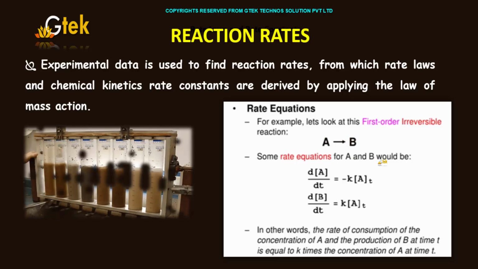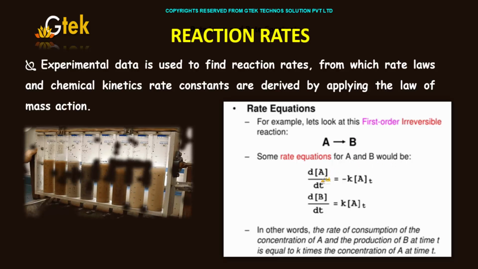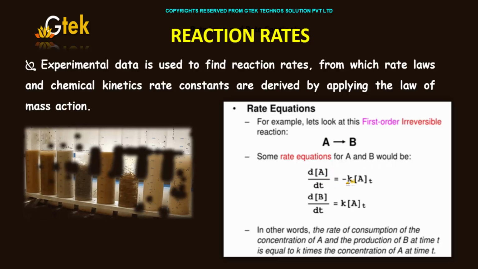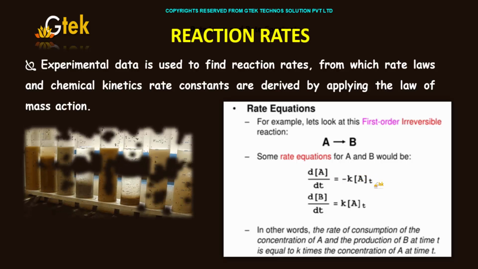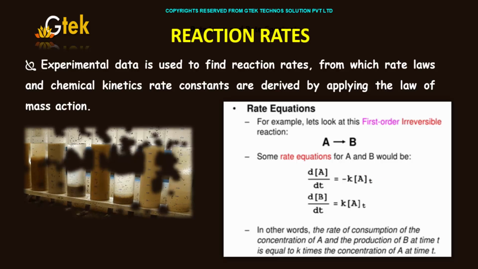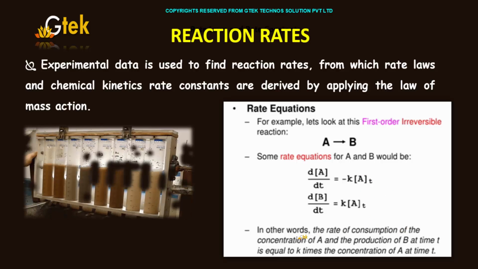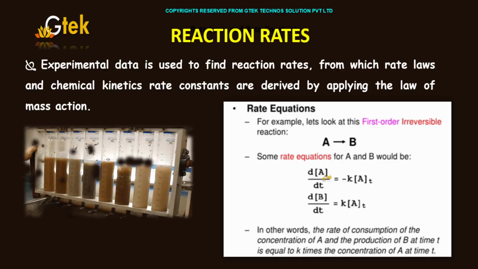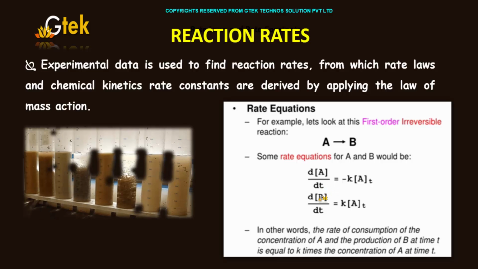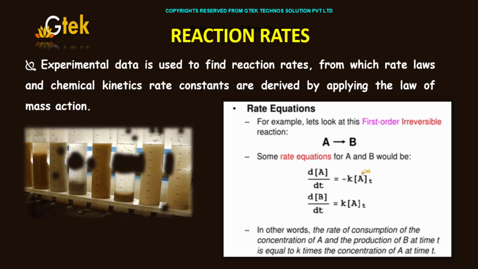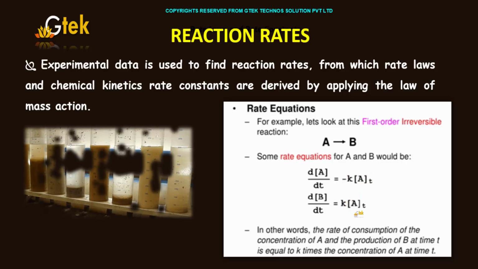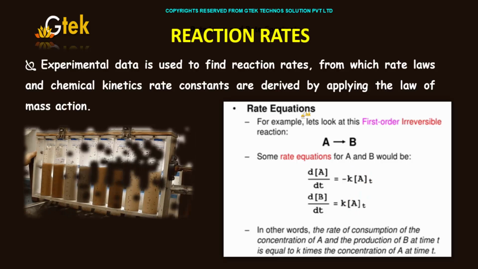The rate equation for A to B would be d[A]/dt equal to minus k[A] at time t. In other words, the rate of consumption of concentration of A and the production of B at time t is equal to k times the concentration of A at time t. That's the rate of reaction.